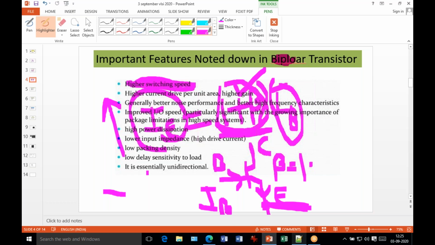very high, because this parameter is totally affected by the 1 plus beta factor on this IE.